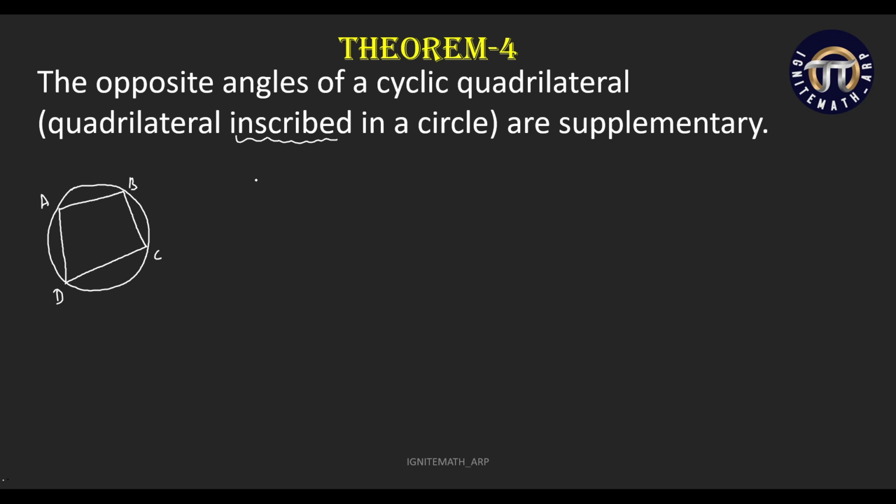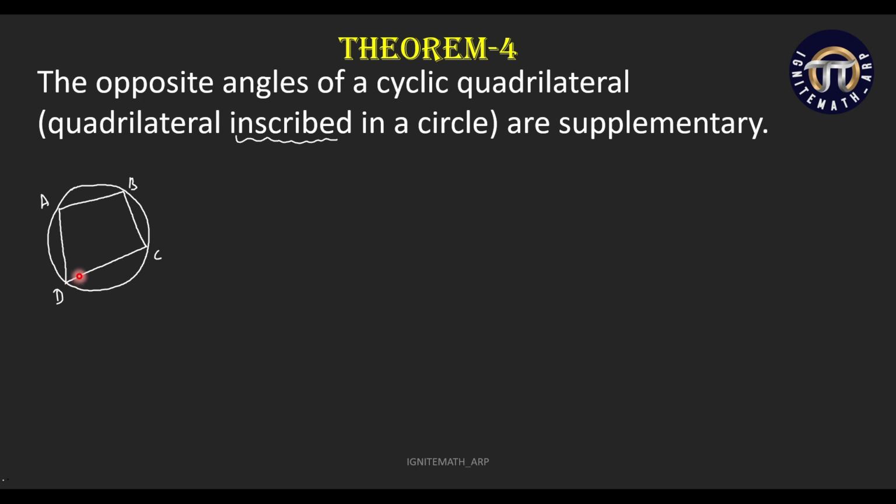Any quadrilateral, or any polygon for that matter, is said to be inscribed in a circle only if the vertices of that polygon lie on the circumference of the circle. Then only I am calling such a polygon an inscribed polygon. Okay, if it is an inscribed quadrilateral, then I'm calling it a cyclic quadrilateral.